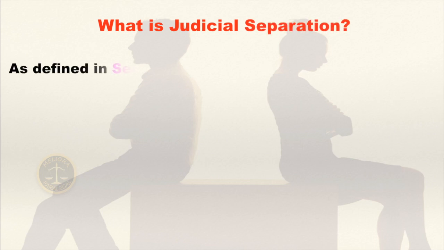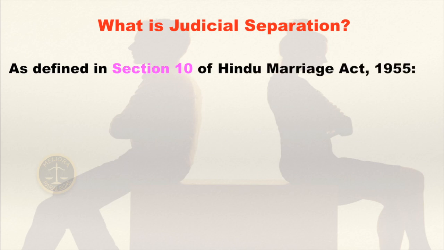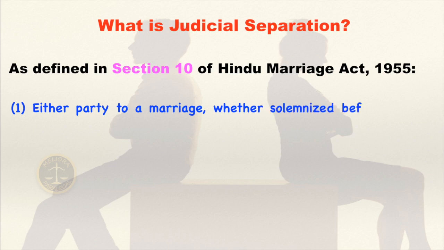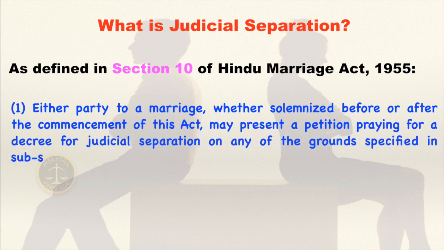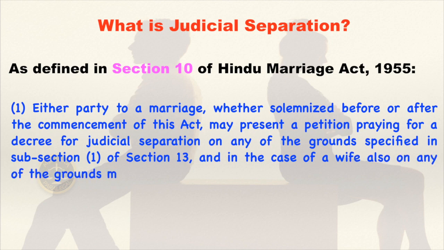As defined in Section 10 of the Hindu Marriage Act 1955, either party to a marriage, whether solemnized before or after the commencement of this act, may present a petition praying for a decree for judicial separation on any of the grounds specified in subsection 1 of section 13, and in the case of a wife also on any of the grounds. I can understand that this definition is pretty difficult to understand. However, what it is saying is that after marriage either party can file a petition for judicial separation, and for this the grounds will be the same as for divorce, which is mentioned in section 13(1).